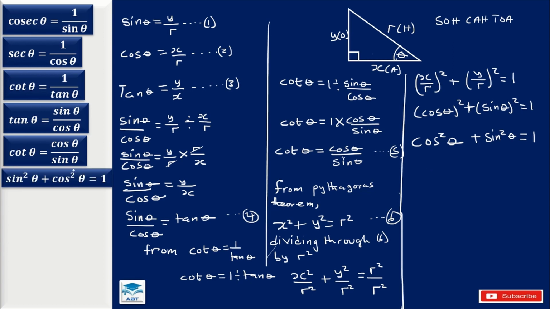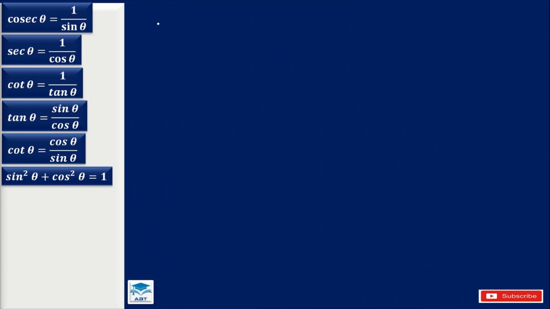Sine square theta plus cos square theta is equal to 1, since addition is commutative. So either cos square theta plus sine square theta is equal to 1, or sine square theta plus cos square theta is equal to 1. Let this be equation number 7. From equation 7, we have sine square theta plus cos square theta is equal to 1.